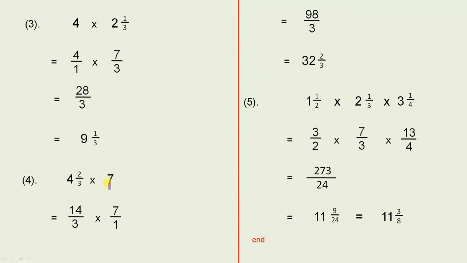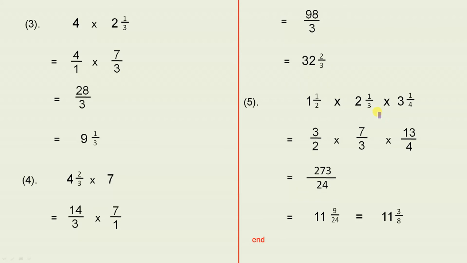4 2/3 by 7. We write 7 as 7/1. 4 2/3 is 14/3. 14 times 7 is 98. 3 1s are 3. 98 divided by 3 is 32, because 3 times 32 is 96. There are 2 left over, so it's 32 2/3.